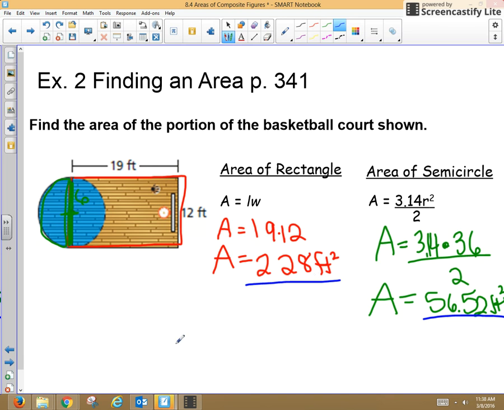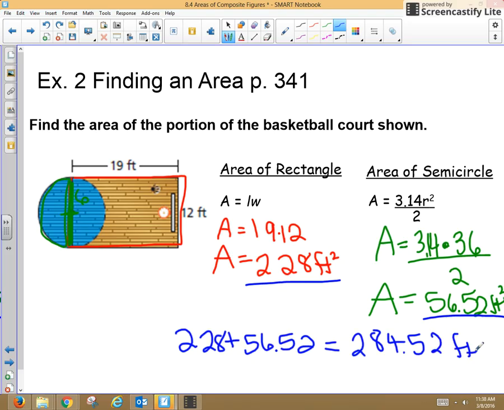And so now, to find the total area, you add the parts together. 228 plus 56.52 gives you a total area of 284.52 square feet. And now you've just found the area of this composite figure composed of a rectangle and a semicircle.